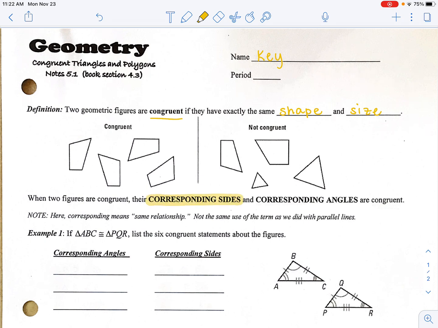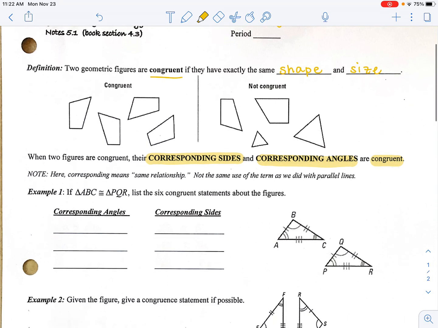So here it says when two figures are congruent, their corresponding sides and corresponding angles are congruent. And how we show that is you're going to see some congruent markings, like tick marks on the sides or those little swoosh marks in the angles. So here's an example. If triangle ABC is congruent to triangle PQR, that lists the 6 congruent statements about the figure. They're telling us they're congruent, which means they're the exact same shape. If you look at your pictures, they're both triangles, and they're the exact same size, which they are.